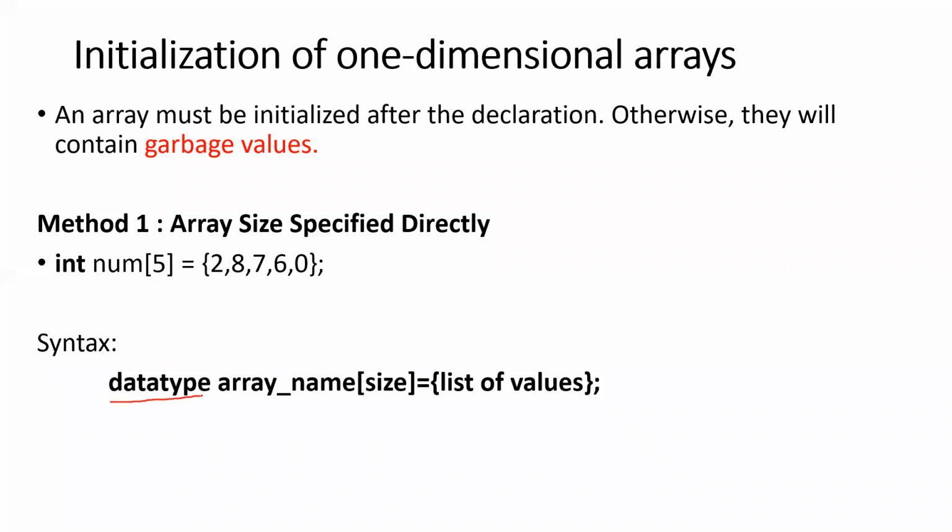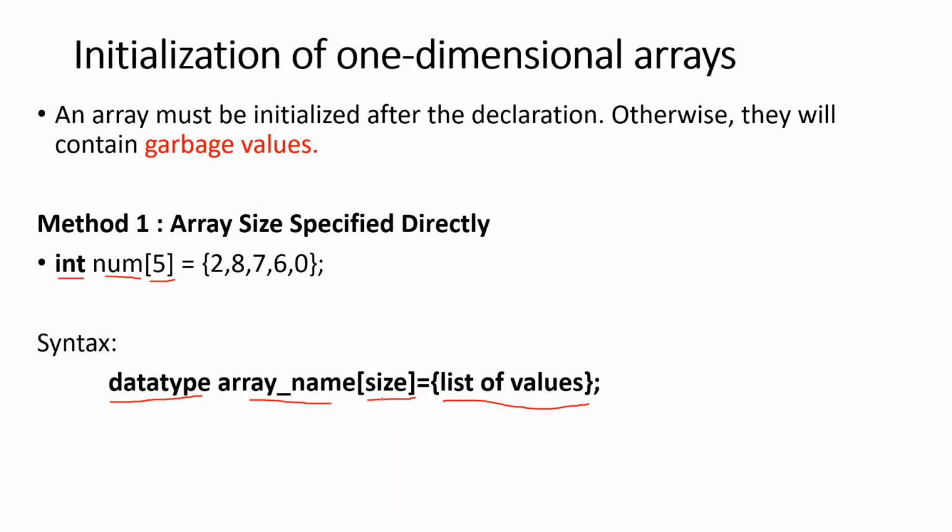First you have to mention the data type, integer. Then you have to give the array name, number. And then you have to give the size of the array. The size indicates the maximum number of elements which we can store in an array. Now it is followed by the list of values within the curly bracket.